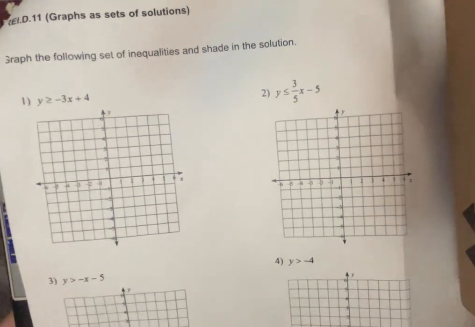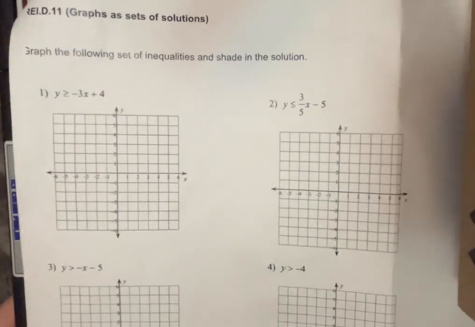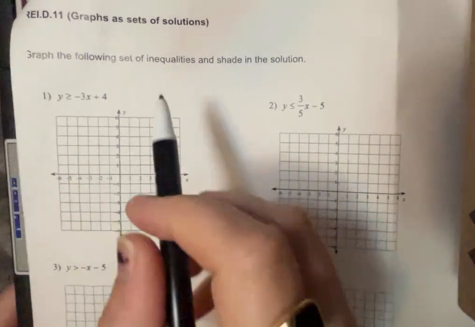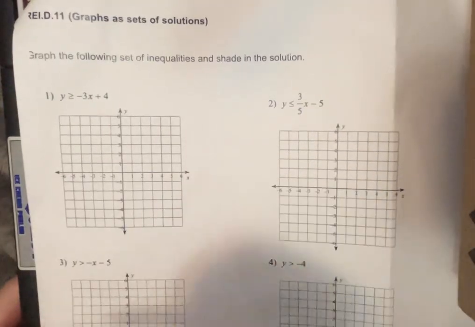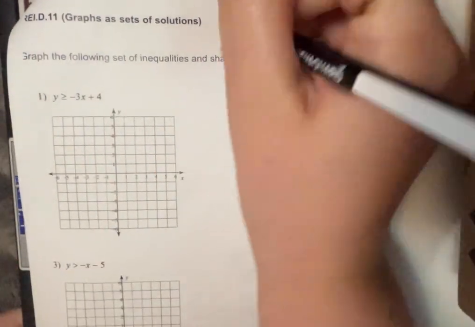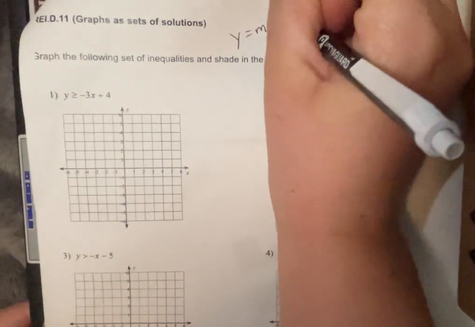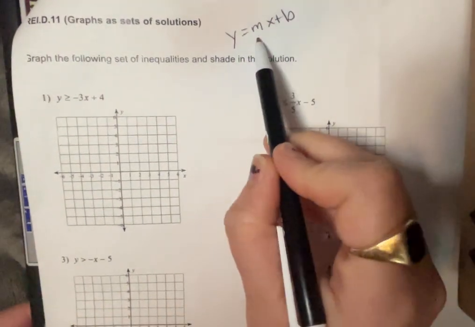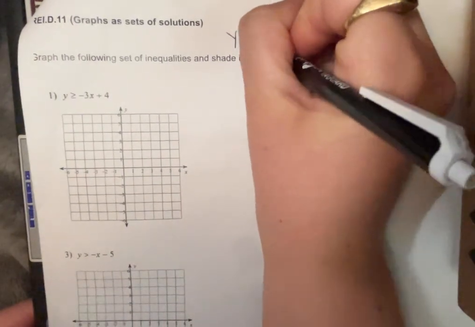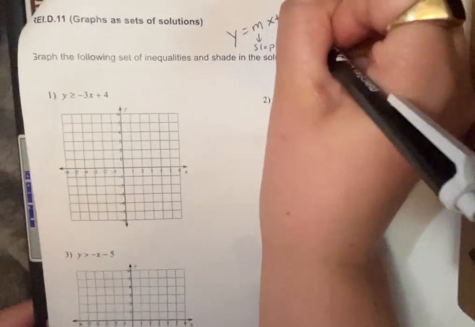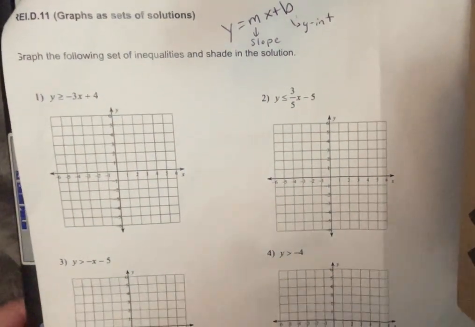So this is the last question on part 1. We are going to be doing graphs as sets of solutions. And we're going to graph the following set of inequalities and shade in the solution. So keep in mind, you will need to know how to graph a line using slope-intercept form. There's your slope, there's your y-intercept. Please do not forget that, because you will need to know how to do that. If you do not, it will be an issue because you will not be able to do this at all.